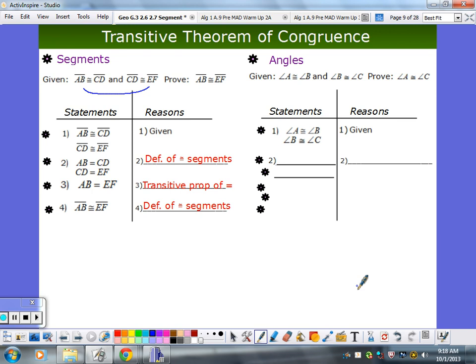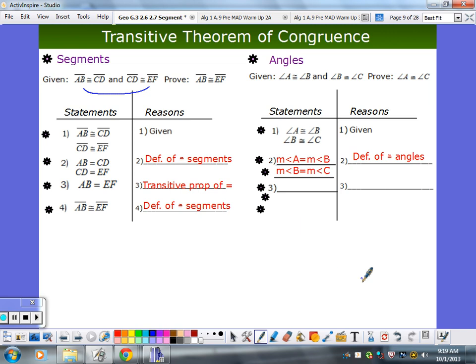The measure of angle A, right? Because I know they're congruent. So I want to say something about their measures now. The measure of angle A equals the measure of angle B. And Maria, why can I say that? By the definition of congruent angles. Absolutely.